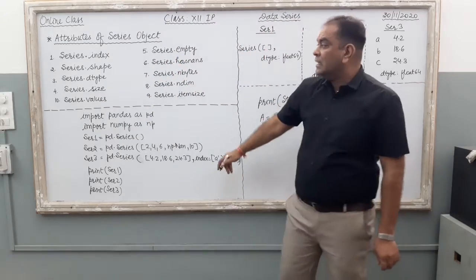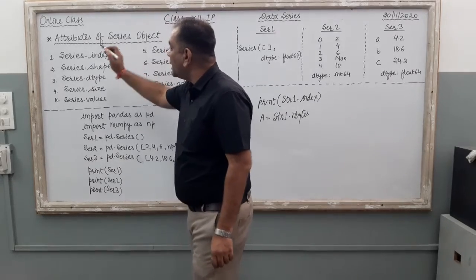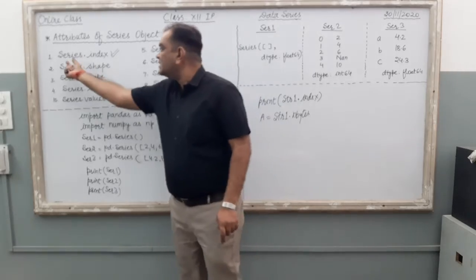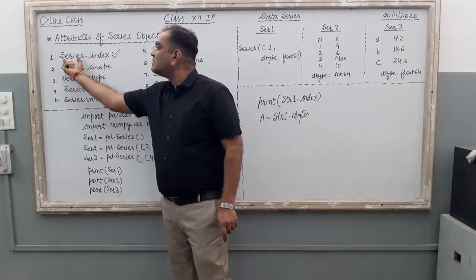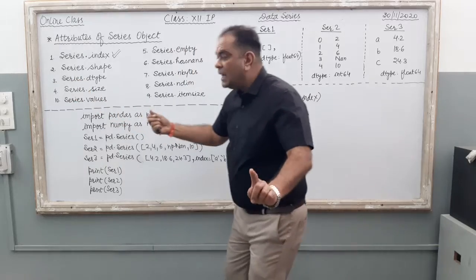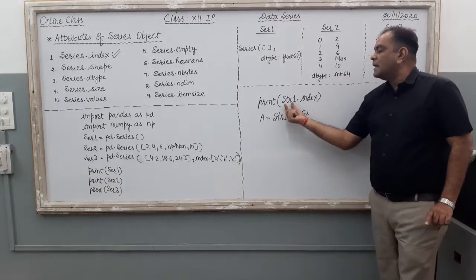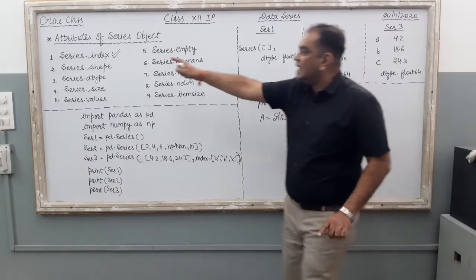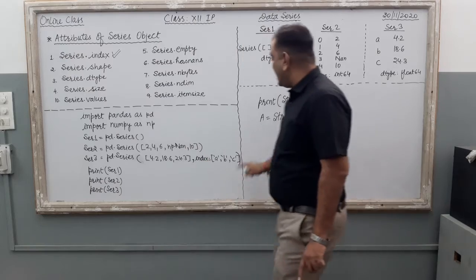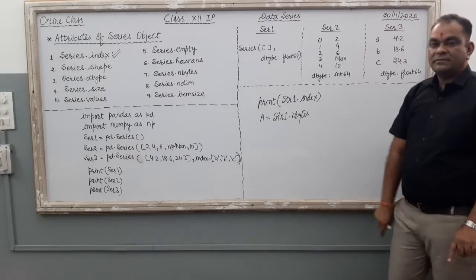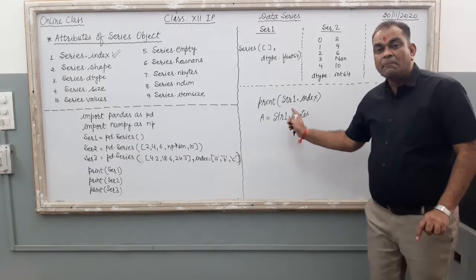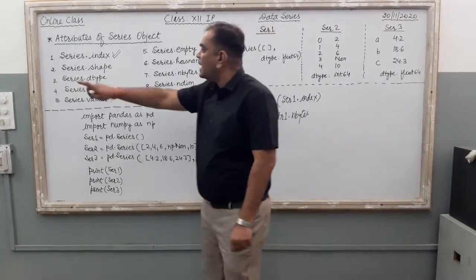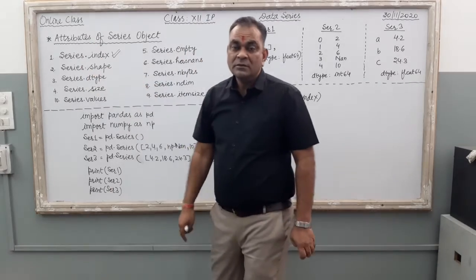Just listen carefully. The very first and most common attribute is series dot index. Series dot means you have to replace the word series by your series object variable name. Just see str1. My series object variable name is str1. So instead of writing series, I write str1 dot index. Clear? By this approach, you can use these attributes in your programming. So the very first and very common attribute is the index attribute.